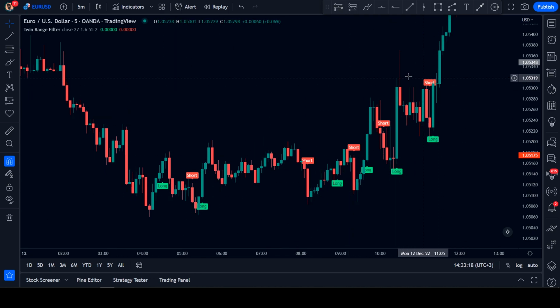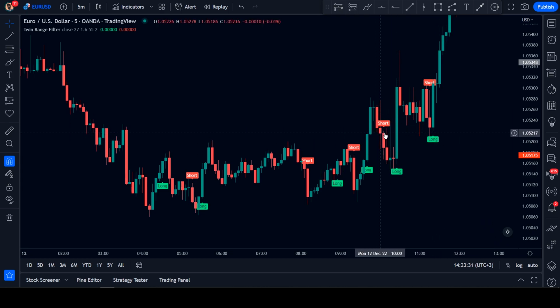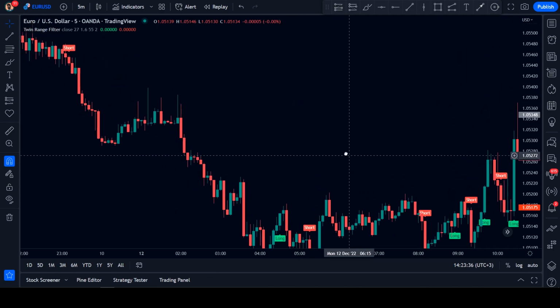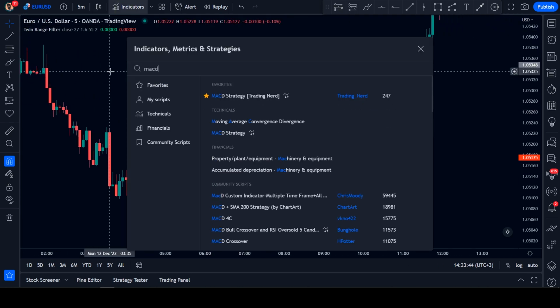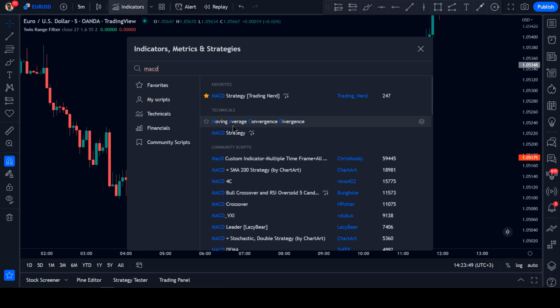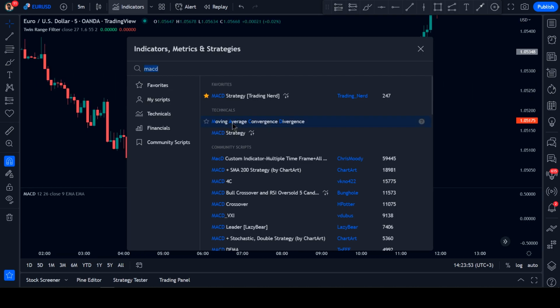So this indicator will be our entry confirmation indicator. When it prints a long signal, we buy. When it prints a short signal, we sell. Pretty self-explanatory. Now for the second indicator, head back to the Indicators tab and type in MACD. Be sure to select this one that says Moving Average Convergence Divergence.